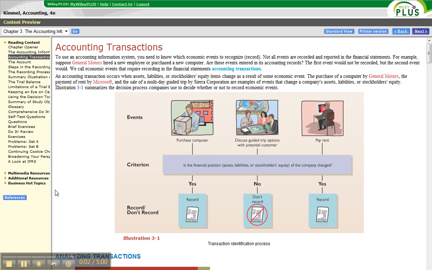Chapter 3 is a very important chapter in Accounting 211. It sets a major framework for what you're going to be doing in all the future chapters in this class, because this chapter focuses on transaction analysis and the recording of individual transactions.